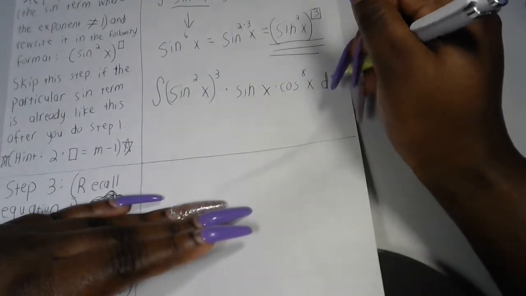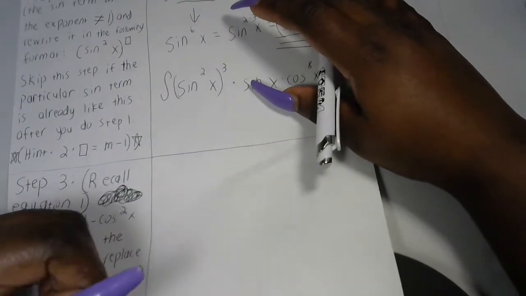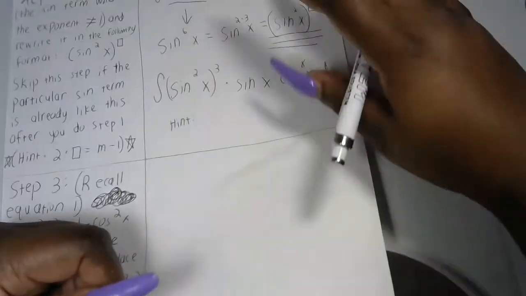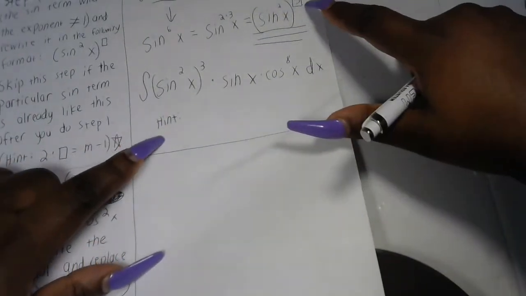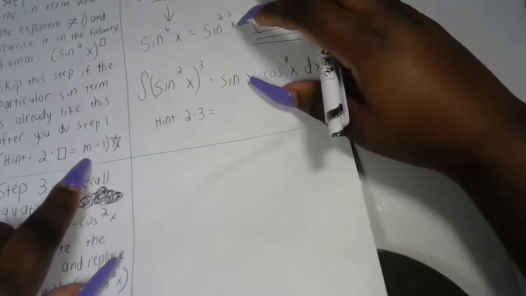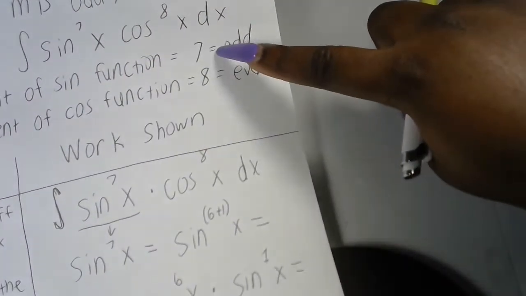And remember my little hint, how I said 2 times the something should be equal to n minus 1. It works, just to show you guys. The something we got was 3, right? 2 times 3 should be equal to n minus 1. n is the exponent of the sine function, which we already established was 7.